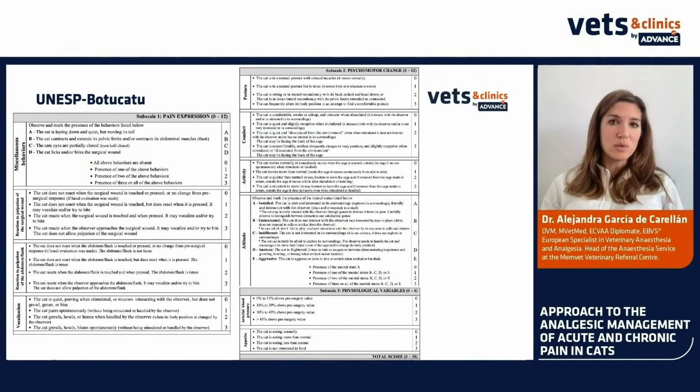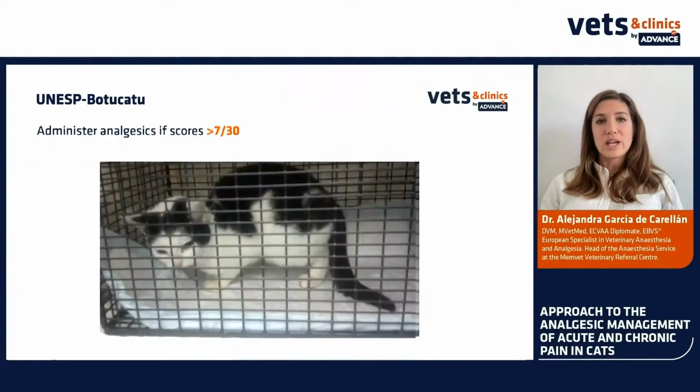You can download this scale from their website, and as you can see, they evaluate a lot of things, and then you can have a total score of 30 points. There are some instructions that tell you when you should rescue your patient if they need extra analgesia. Basically, if you get a score higher than 7 over 30, then that means that your cat is in pain and you may think of giving a rescue analgesic.